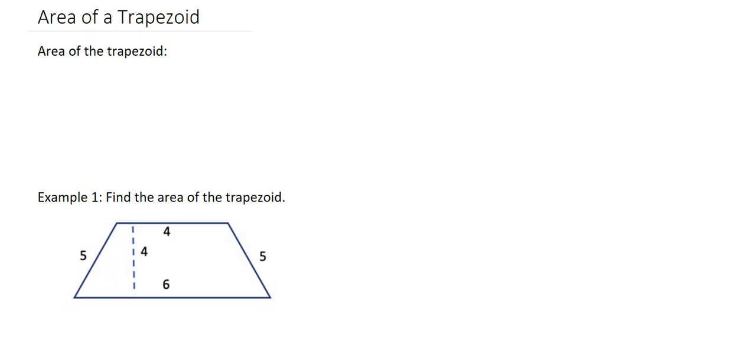Area of a trapezoid. So the area of a trapezoid is equal to 1/2, and then one side that's parallel to the other. We're going to say A is one side of the parallel lines, B is the other one. So that just indicates that, and then times the height.